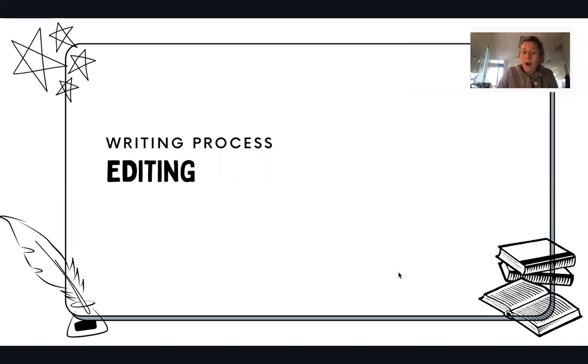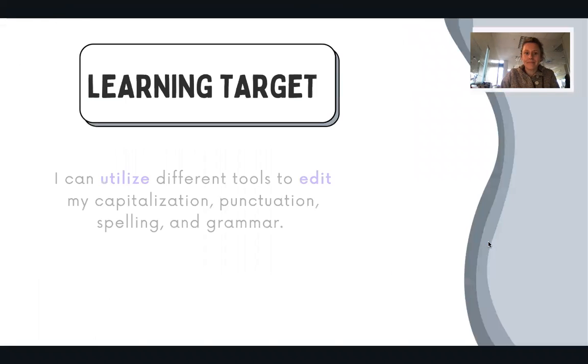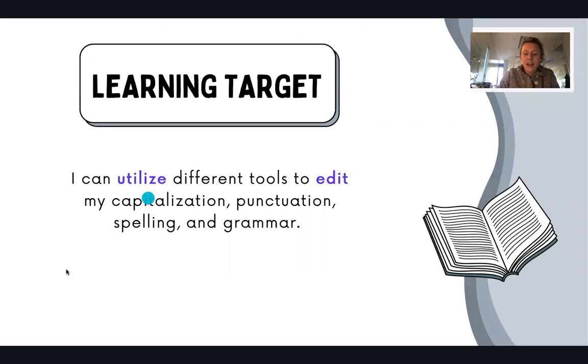We are on the editing part of the writing process. Let's take a look. I can utilize different tools to edit my capitalization, punctuation, spelling, and grammar.